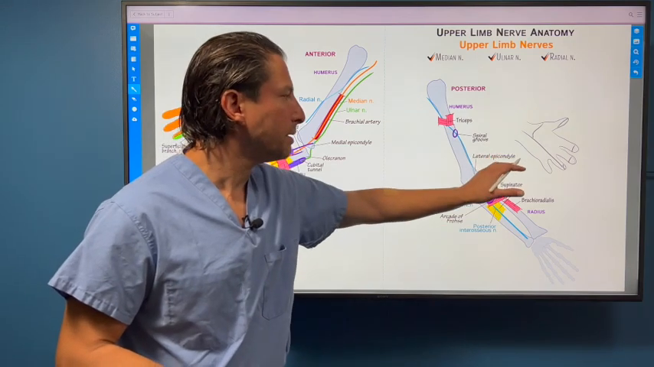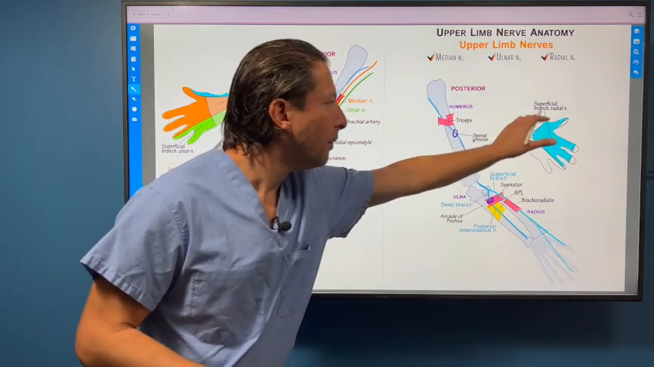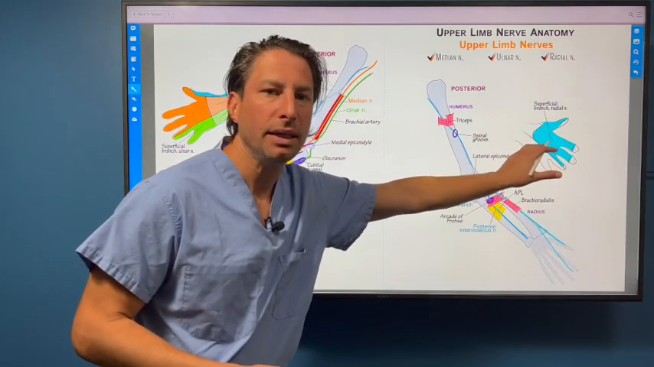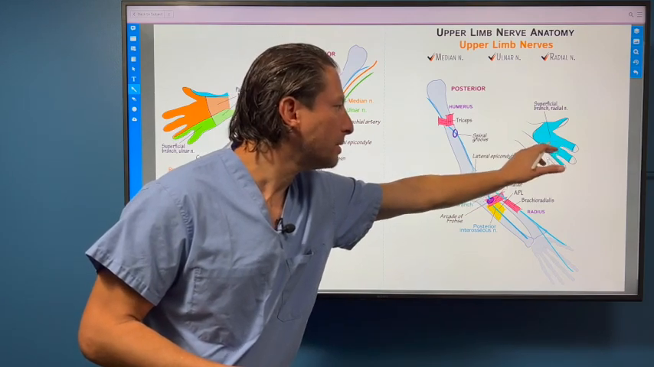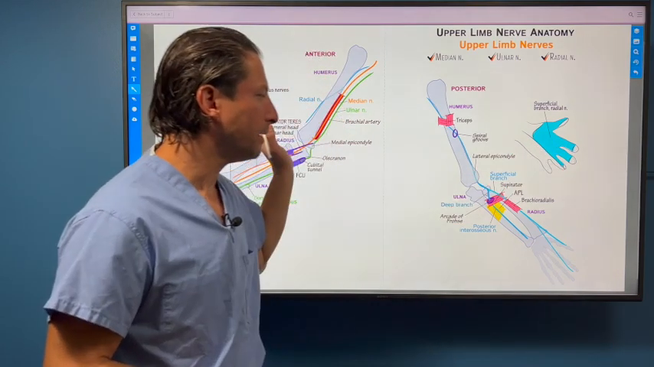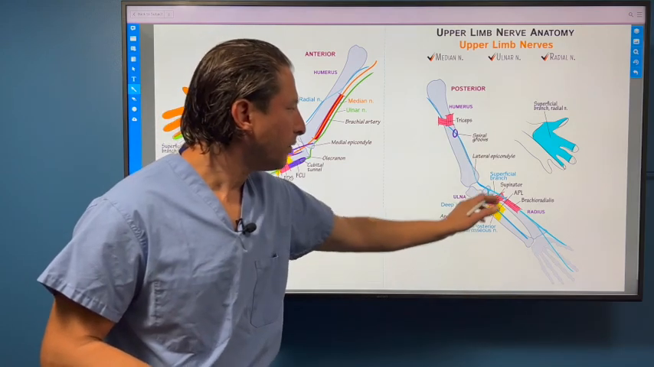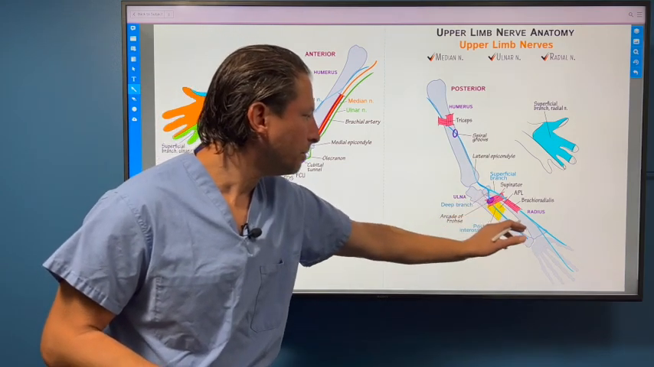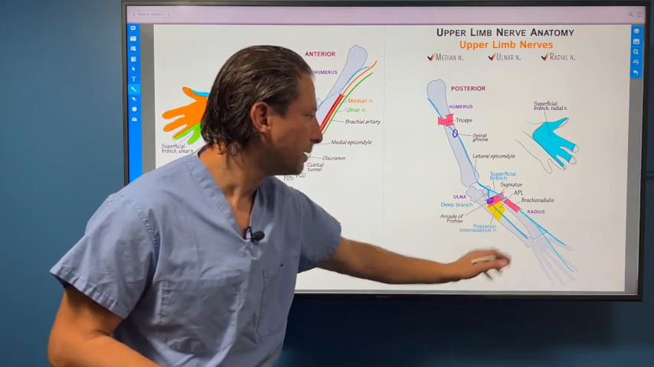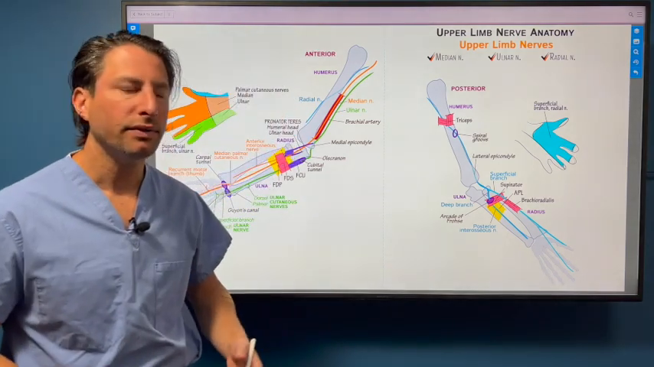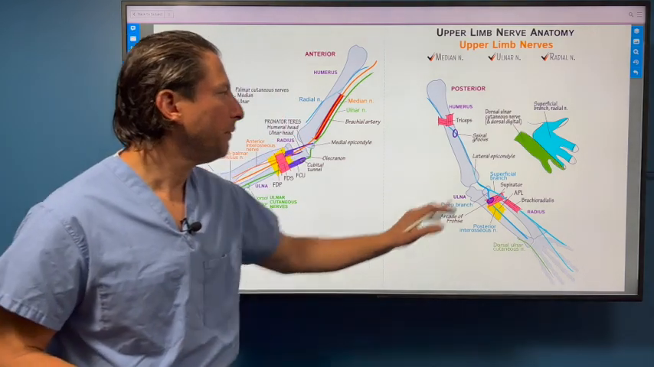On a posterior standpoint, here we see the radial nerve again. Now, as we can imagine, since it's posterior, we're going to see more sensory innervation on the back side of the hand, on the posterior surface of the hand, than we did on the anterior surface. Key differentiation here, this superficial branch versus this posterior interosseous nerve. And again, there's nerve innervation patterns that help us distinguish that.